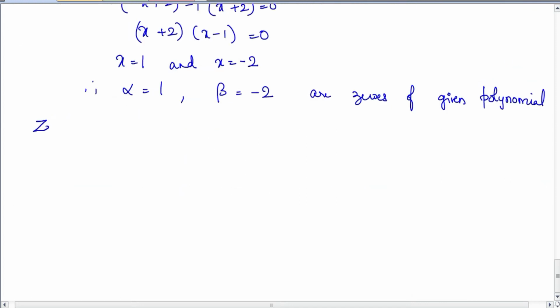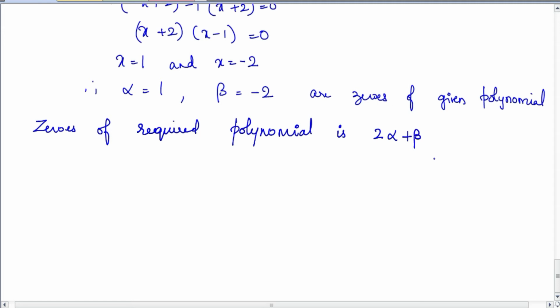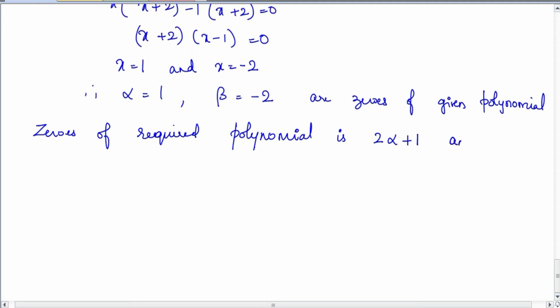So for that, they have given zeros of the required polynomial or expected polynomial. So zeros of the required polynomial are 2 alpha plus 1 and 2 beta plus 1. That is, alpha is 1, so 2 into 1 is 2, plus 1 is 3. And 2 beta plus 1: beta is minus 2, so 2 into minus 2 is minus 4. Minus 4 plus 1 is minus 3.